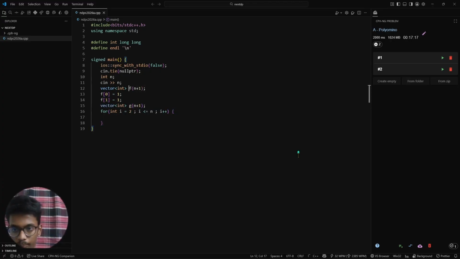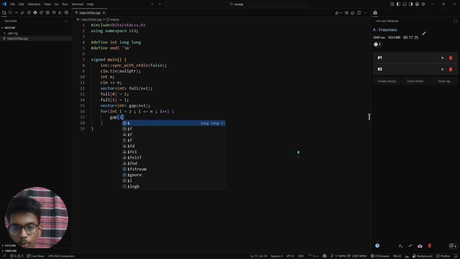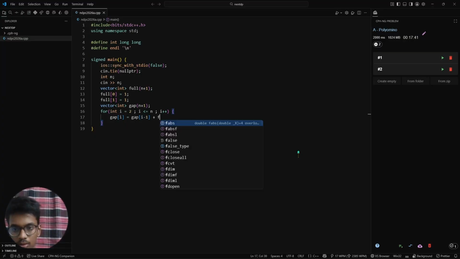Let's call them full and gap, because I'll be documenting this in a GitHub repo. If someone wants to refer to it later, it would be understandable if I keep descriptive variable names. So gap of i is equal to gap of i minus 1 plus full of i minus 2. Isn't this the recurrence relation for G?